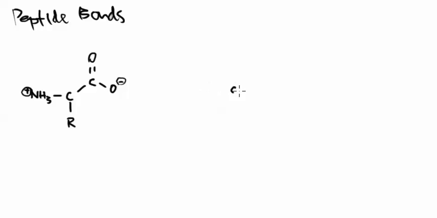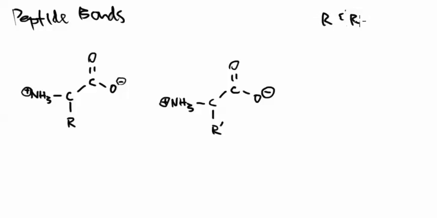So I'm just going to draw another amino acid here at physiological pH. And then we have this NH3 plus and this R group. And I'm going to put R prime here. That prime basically means that those R groups can be different or they can be the same. So R and R prime, they can be the same if they want to, or they can be different R groups.